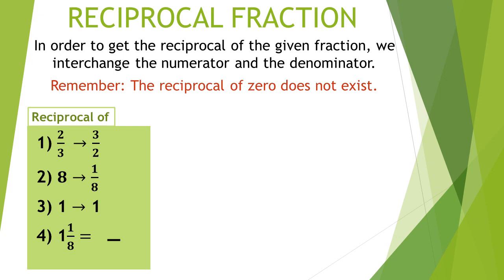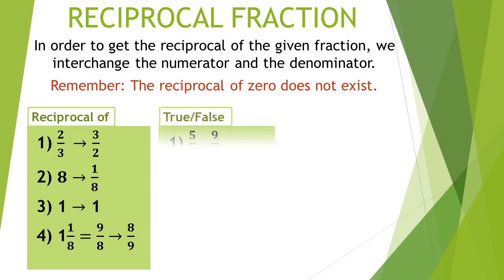Question number 4. 1 1 upon 8. See, it is a mixed number. So first we convert it into an improper fraction. 8 ones are 8 and 8 plus 1 is 9. So the answer is 9 upon 8. And the reciprocal of 9 upon 8 is 8 upon 9.